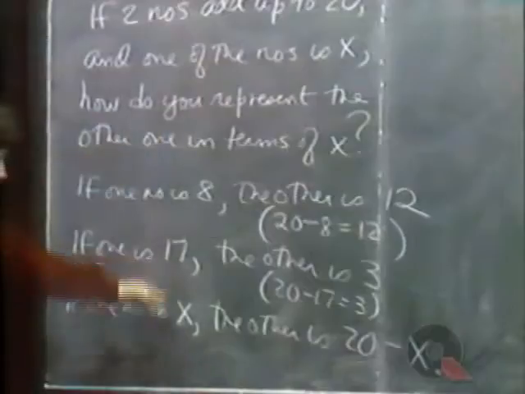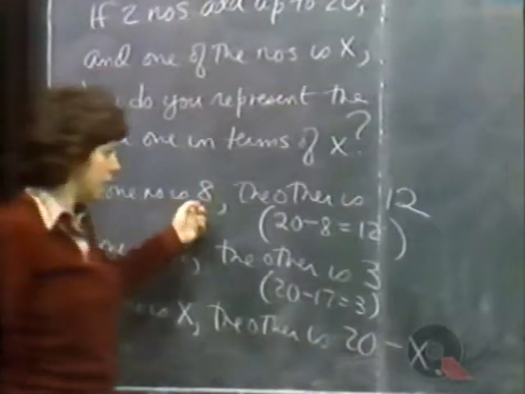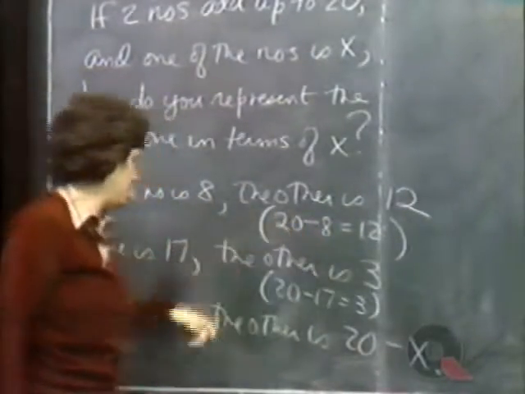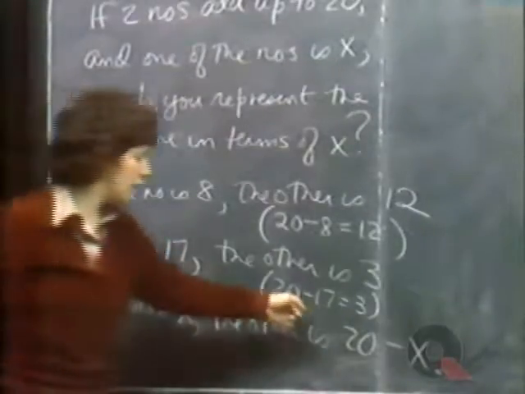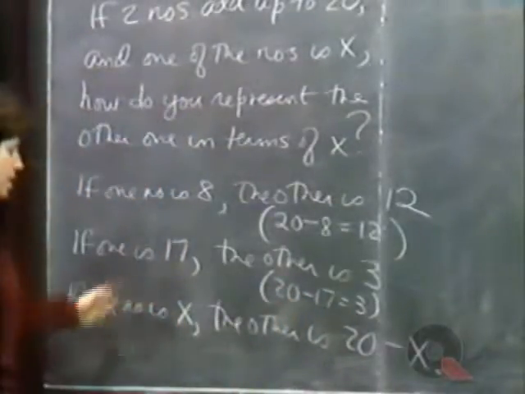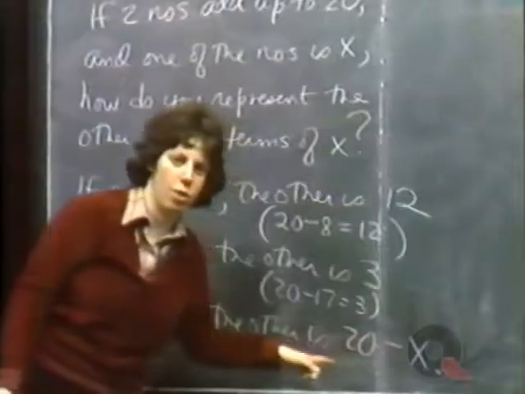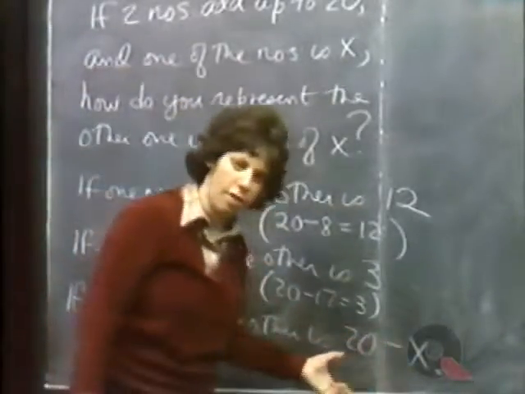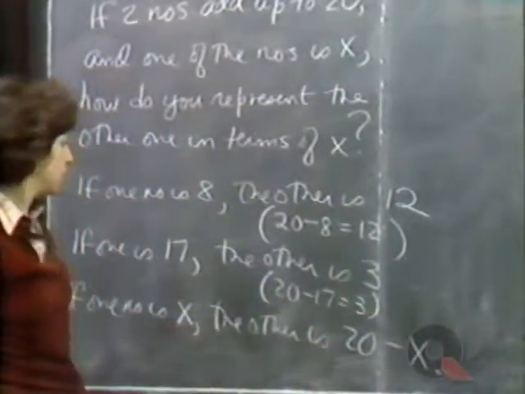This follows exactly the same pattern that we set up here. One was 8. To find the other, subtract the 8 from 20. 1 was 17. To find the other, subtract 17 from 20. 1 is x. To find the other, subtract x from 20. This is the only one, however, we can't simplify. I mean, we leave it as 20 minus x.